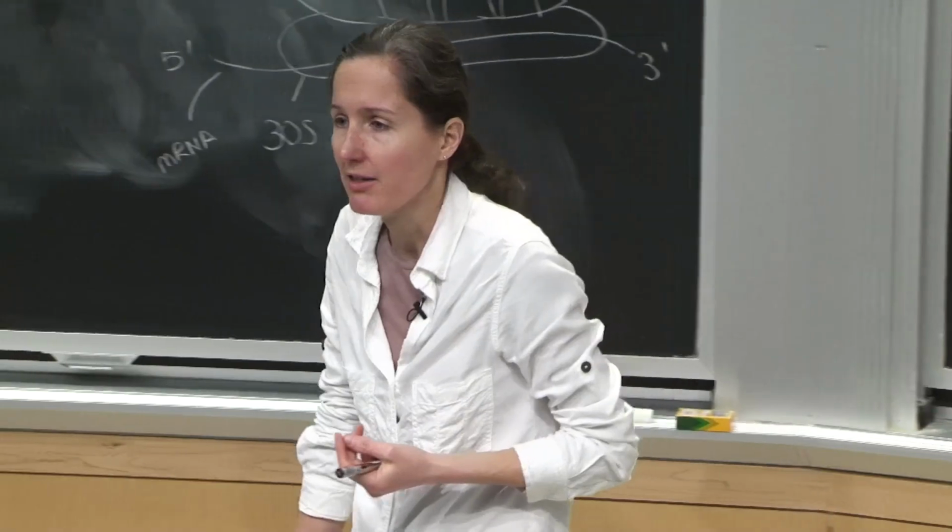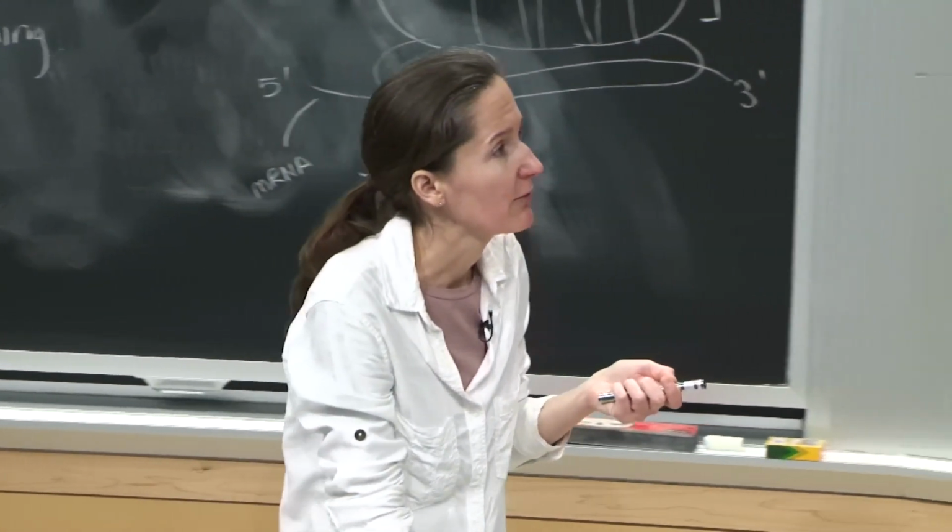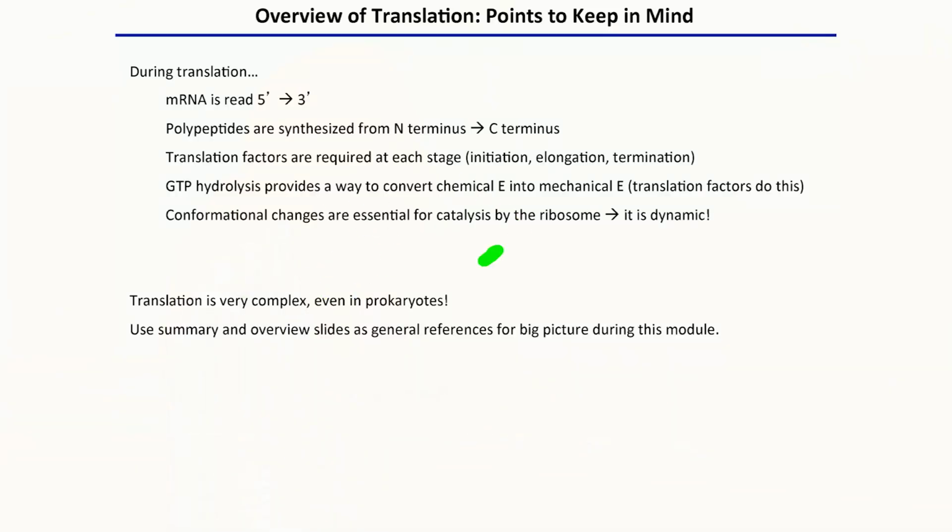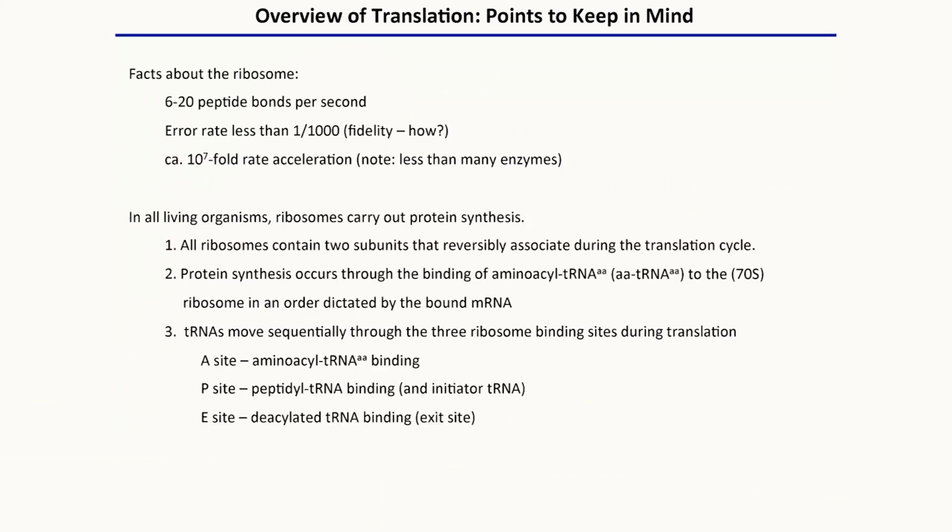Although we're going to look at many structures, keep in mind that conformational changes are essential for catalysis by the ribosome, and that this is a very dynamic system. So just some additional facts. Ribosomes will synthesize 6 to 20 peptide bonds per second. The error rate is less than 1 in 1,000, which brings up fidelity again. How does the ribosome maintain this? And the rate accelerations are on the order of 10 to the 7-fold. So less than many enzymes, but quite good.